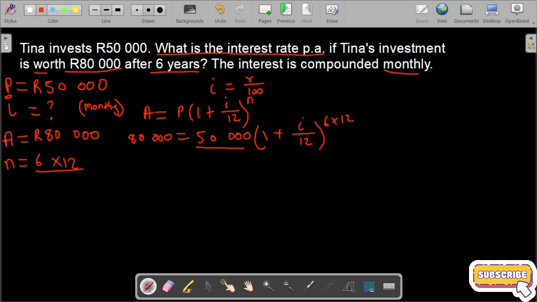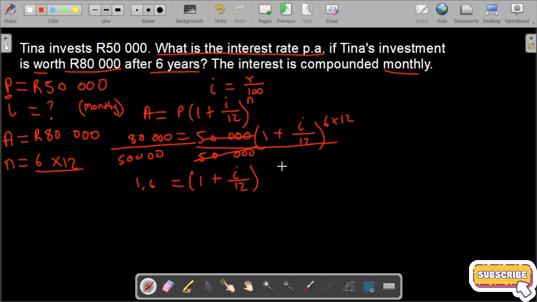So first I'm going to divide by 50,000. Both sides, we divide by this 50,000. So this and this cancel. If you punch your calculator and divide 80,000 by 50,000, we are going to get 1,6 equals. So from here, I'm going to have 1 plus I all over 12 to the power of this 6 times 12, which gives me 72. Now how do I get rid of that 72?